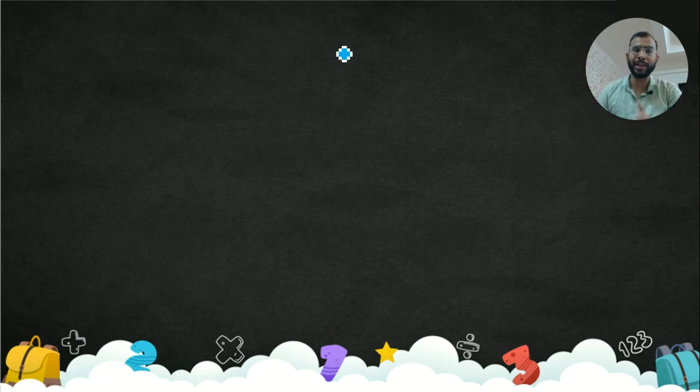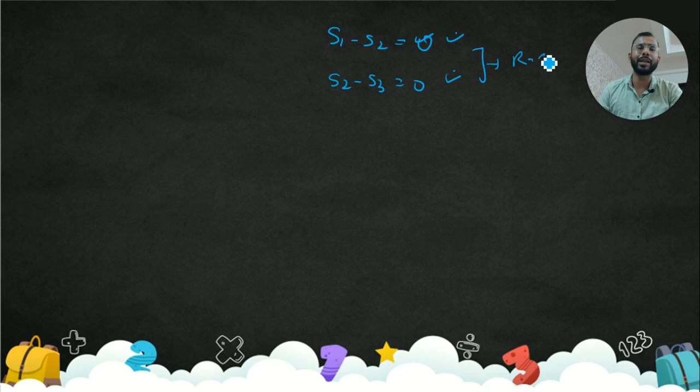रेडिकल सेंटर, हाउ टू फाइंड आउट रेडिकल सेंटर? S1 minus S2 equal to 0 will give you first radical axis. S2 minus S3 equal to 0 will give you the second radical axis. Solve them, you will get the radical center.